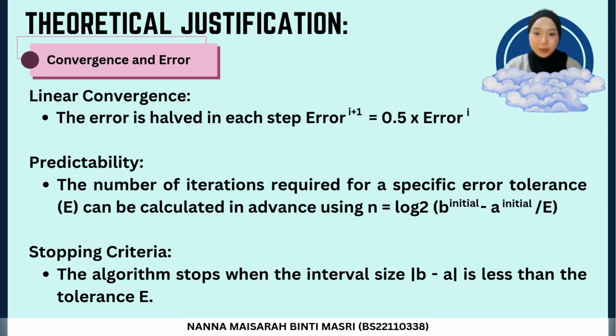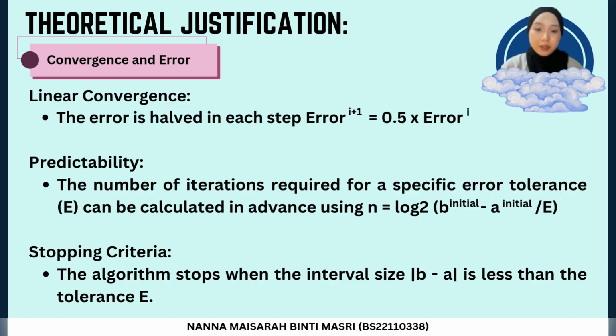Next is convergence and error. The trade-off for this stability is speed. The bisection method has linear convergence. In every iteration, we simply cut the interval in half. This means the error is reduced by a factor of 0.5 each time. While this is slow compared to Newton's method, which is quadratic, it is highly predictable.